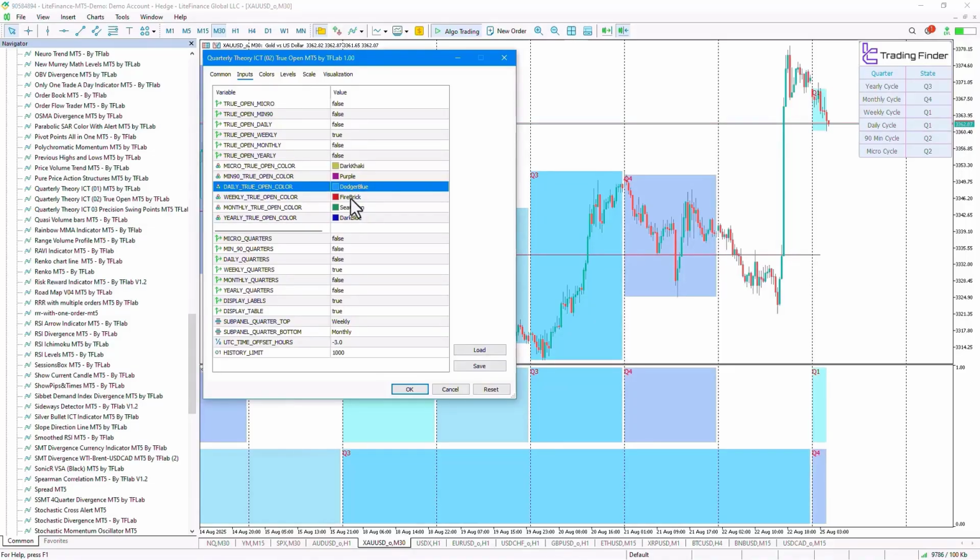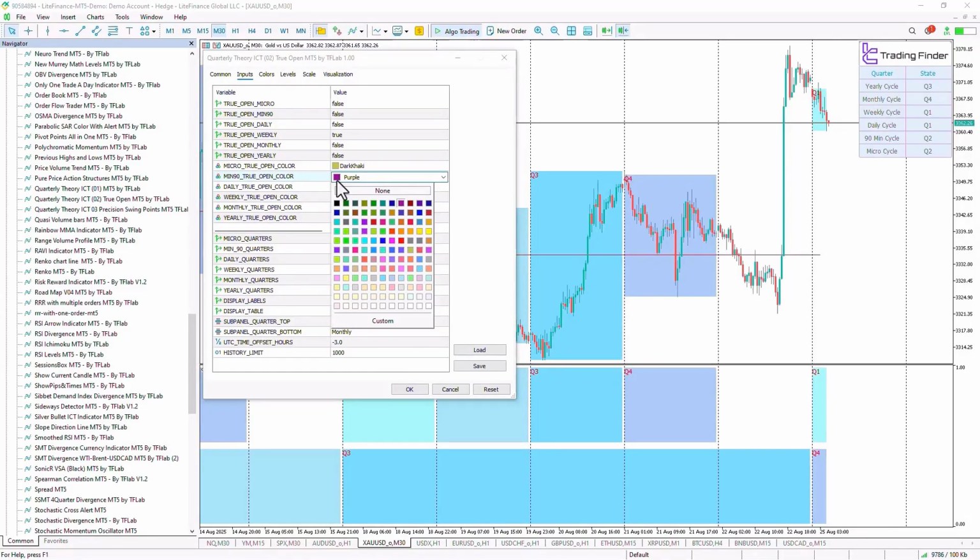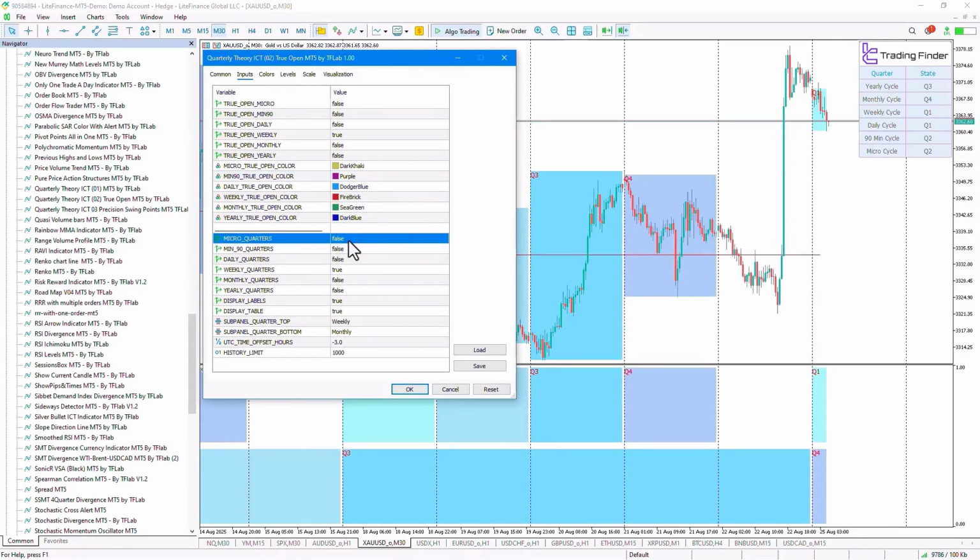In the subsequent section, we are able to either enable or disable the specific color settings for the various lines that are directly related to each individual quarter. Here, within this initial input field, we can adjust the colors for the micro time frame, the 90-minute period, the daily, the weekly, the monthly, and the yearly time frames to virtually any desired color we wish to select. In the following section, we can also enable or disable the display of different market quarters.